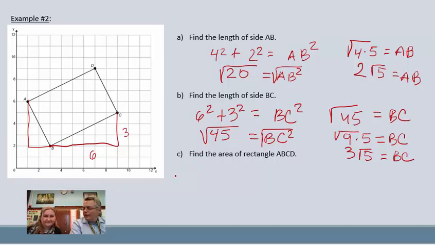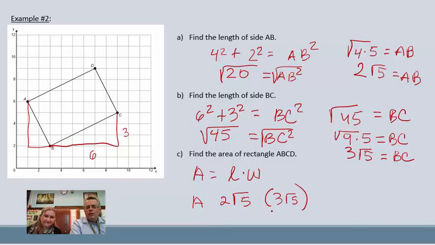Okay, we have our width and length. All we have to do now is multiply. So area is going to be length times width, which is 2 square root of 5 times 3 square root of 5. So we've got 4 things being multiplied. We can multiply any 2 we want first. So 2 times 3 is 6, and square root of 5 times square root of 5 is just 5. Wow, it worked out to a whole number again. So the answer turned out to be really nice.